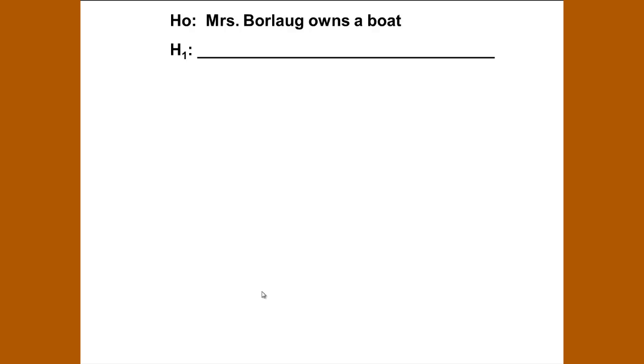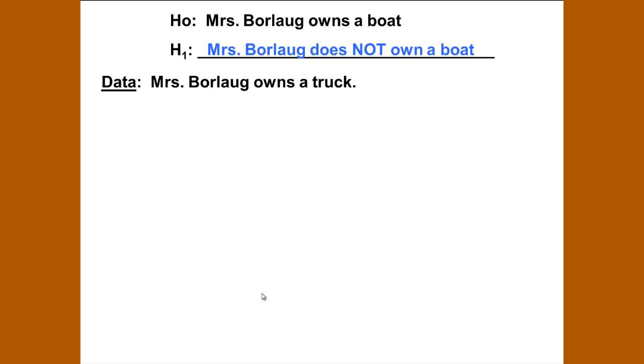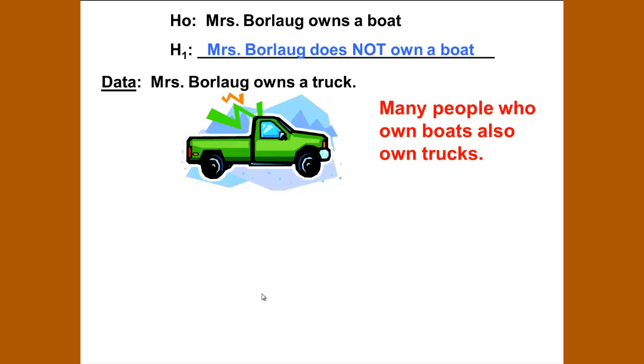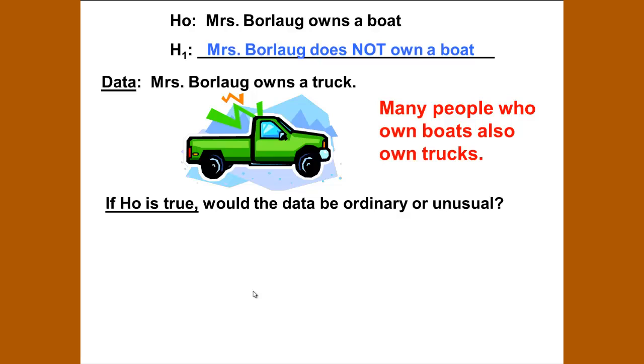Our H0 is that Mrs. Borlaug owns a boat. Mrs. Borlaug does not own a boat, then becomes our alternate. Our data is that Mrs. Borlaug owns a truck. Now, many people who own a boat also own trucks. But if H0 is true, would the data be ordinary or unusual? Well, it's ordinary. Lots of people own trucks. Lots of people with boats own trucks.